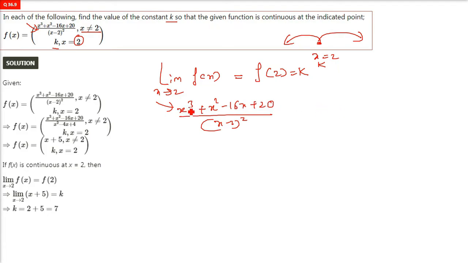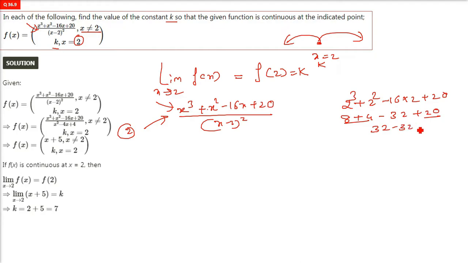Let us check it. In this expression, I am replacing x by 2. So what do we get? 2 cube plus 2 squared minus 16 into 2 plus 20. This is 8 plus 4 minus 32 plus 20. 20 plus 12 is 32. 32 minus 32 is 0. Okay, so x equals 2 gives 0, which means x minus 2 is a factor.